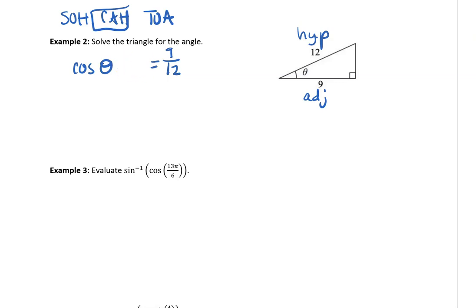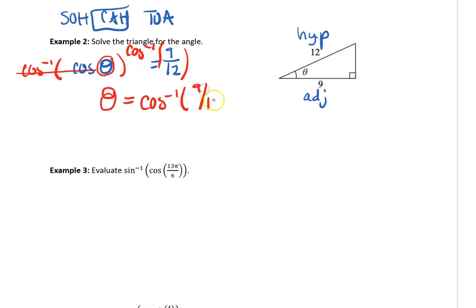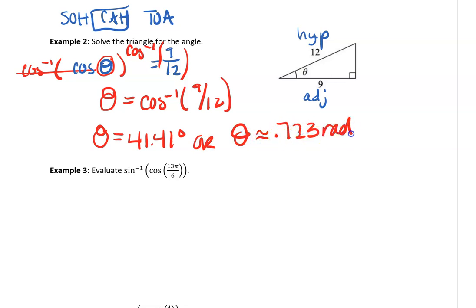So if I wanted to solve for theta, because I'm trying to get theta by itself, to get rid of the cosine, I would say arc cosine, and whatever you do to one side, you have to do to both sides. So this would cancel here, and I would have theta equal to arc cosine of 9 over 12. Now 9 over 12 is not on your unit circle, so we would have to use our calculator for this. And this would be theta is equal to 41.41 degrees, or if we're in radians, approximately 0.723 radians.